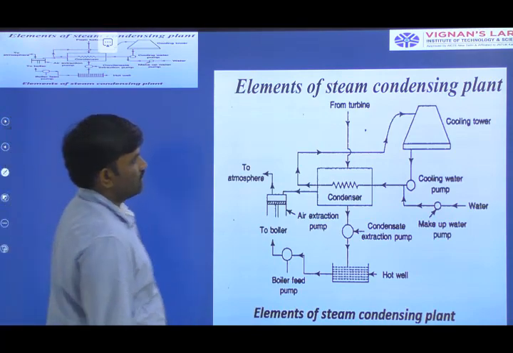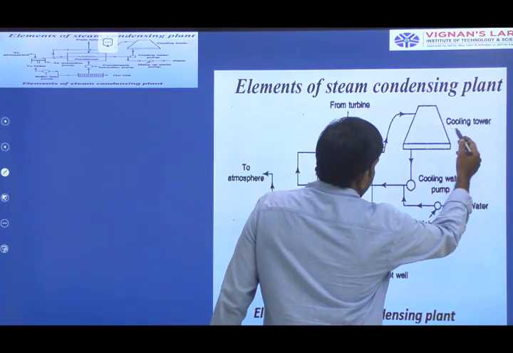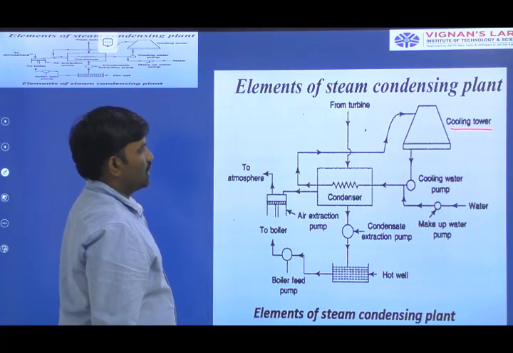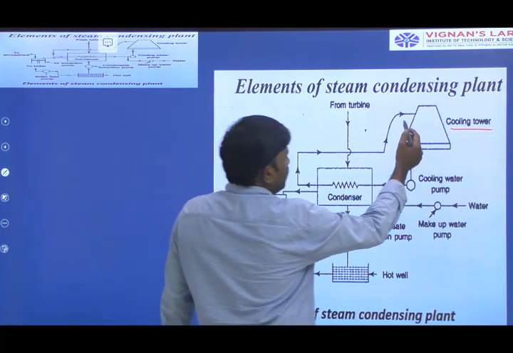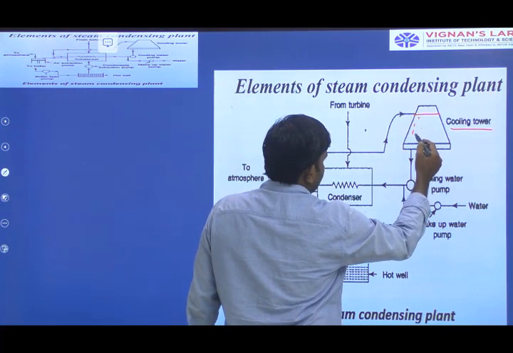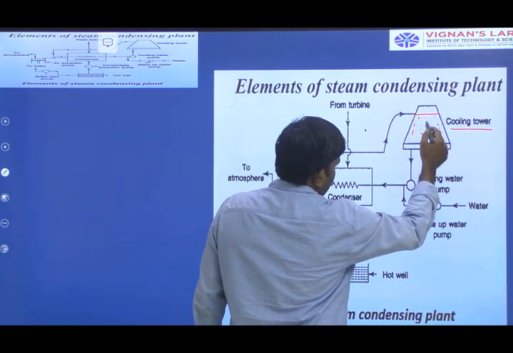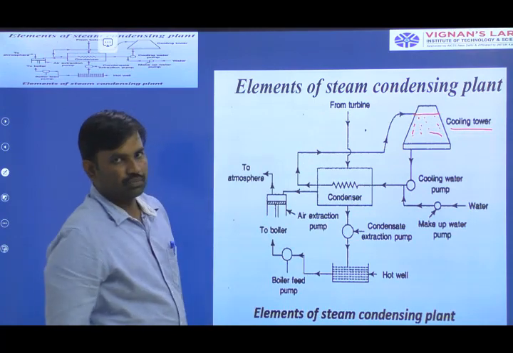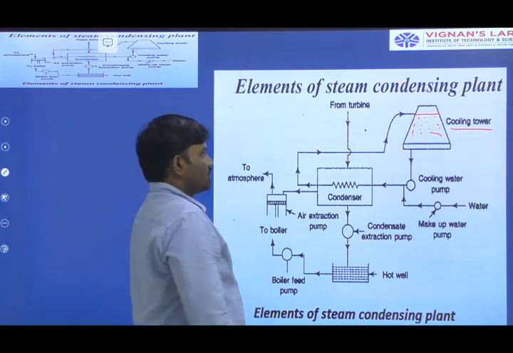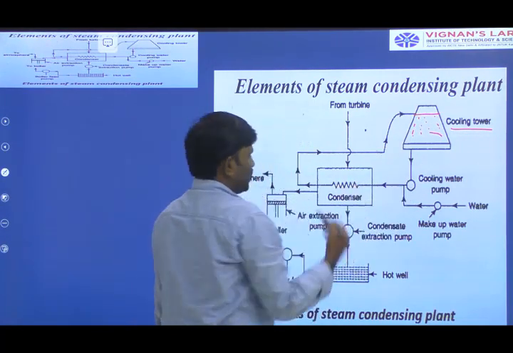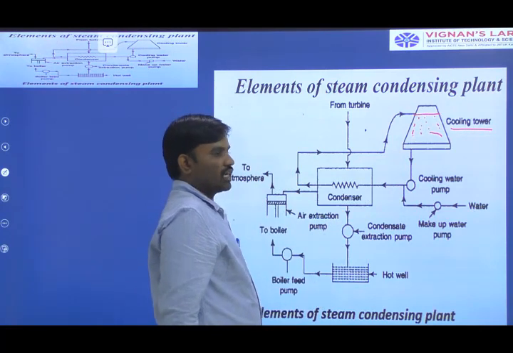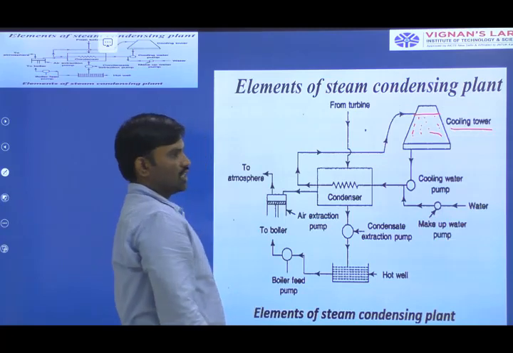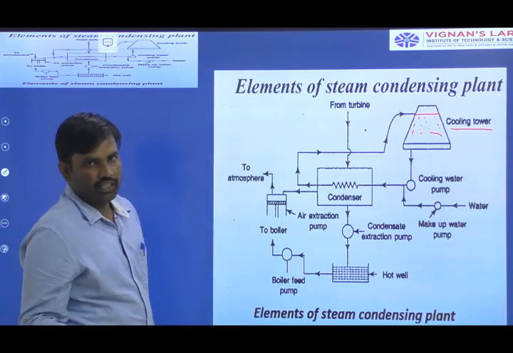From the cooling tower, we are sending the hot water to the cooling tower, and that hot water is continuously sprayed in the cooling tower. In the cooling tower, we reduce the temperature of the sprayed water. This hot water we receive from the condenser section. Why? Because during the condensation process, the exhaust stream temperature decreases and the cooling medium temperature increases.